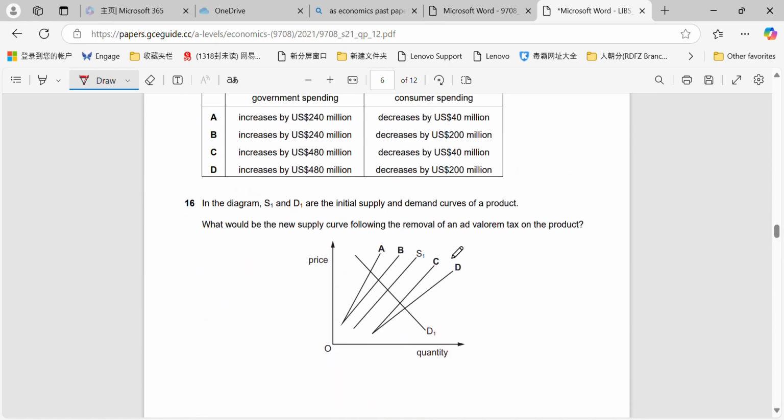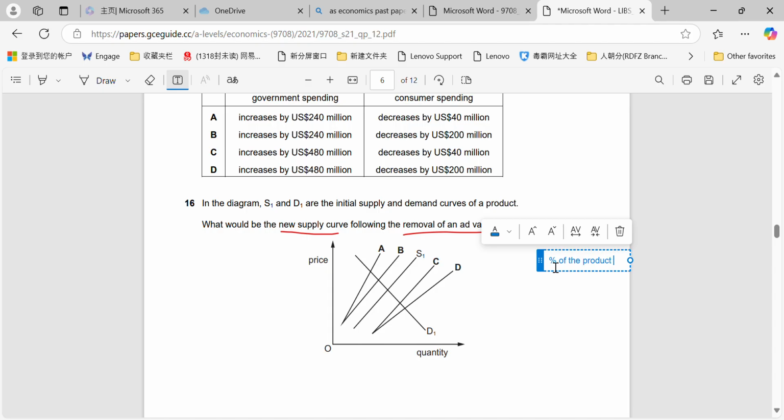Okay, in the diagram, S1 and D1 are the initial supply and demand curves. What would be the new supply curve following the removal of an ad valorem tax? Okay, so remember that an ad valorem tax is a tax that is a percentage of the product, right? So basically what happens with an ad valorem tax is the higher the price that you pay for the product, the greater the value of tax you will pay, because it's taxed as a percentage of the product.